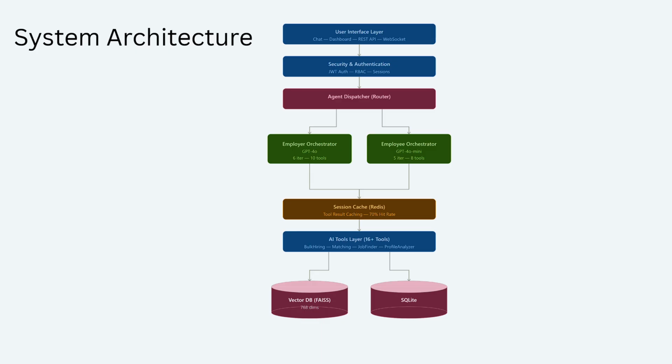We also use Redis as a session cache, which stores chat history and caches tool calls, significantly improving response time and reducing redundant operations. Below that is the AI tools layer, where multiple tools handle tasks like candidate matching, job search, application tracking, document generation, and so on. Finally, in the storage layer, we combine a vector database for semantic matching and a relational database for structured data. Together, this enables intelligent and scalable hiring automation.